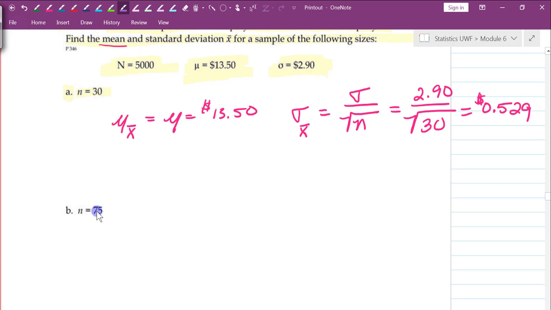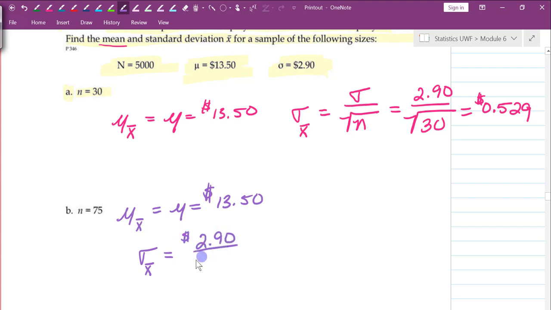It wants to know what is mu of X bar. What is the mean of the sampling distribution of X bar? That's the same thing as the population mean, which is still $13.50. That does not change. Sigma of X bar changes because the sample size changed. It's still going to be $2.90 divided by the square root of our sample size, which is 75. And we're going to throw that in our calculator, and we're going to find out that that is equal to 0.335. Okay?